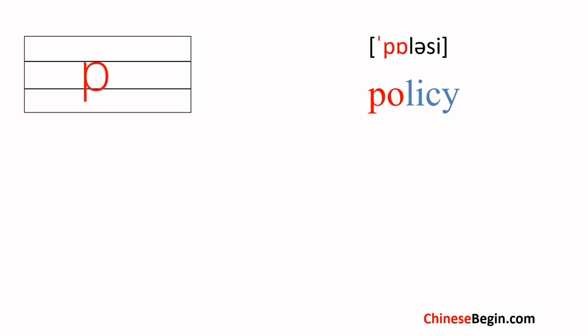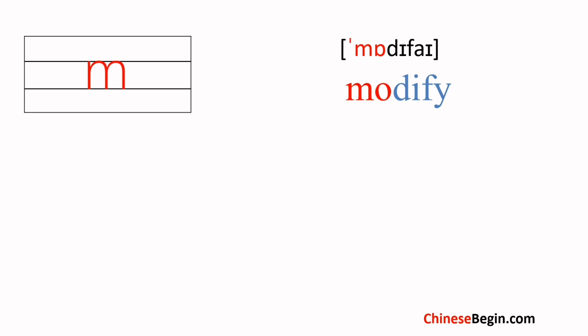The next one is p. Different from b, this one is an aspirated voiceless bilabial. The position of articulation is the same as that of b, but there is air that is released forcibly with a puff, with no vibrations of vocal cords. It sounds like po of policy. Po, policy. Okay, please read after me. Po, po, po.